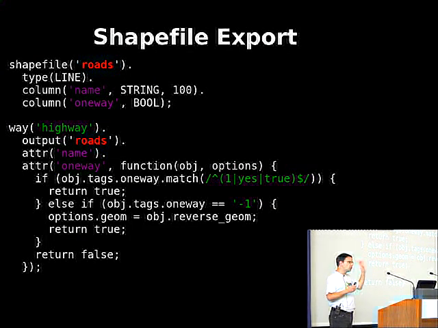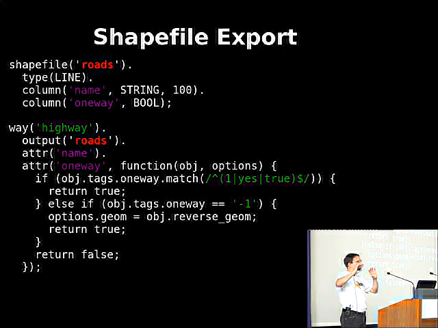Because that's sometimes a bit too complicated already, to write this kind of JavaScript, there's a different way of doing that. A different way of defining the shapefile you're interested in. You say, okay, I need a road shapefile, type line, column name, and one way, this one is a string, this one is a bool. You define that once.